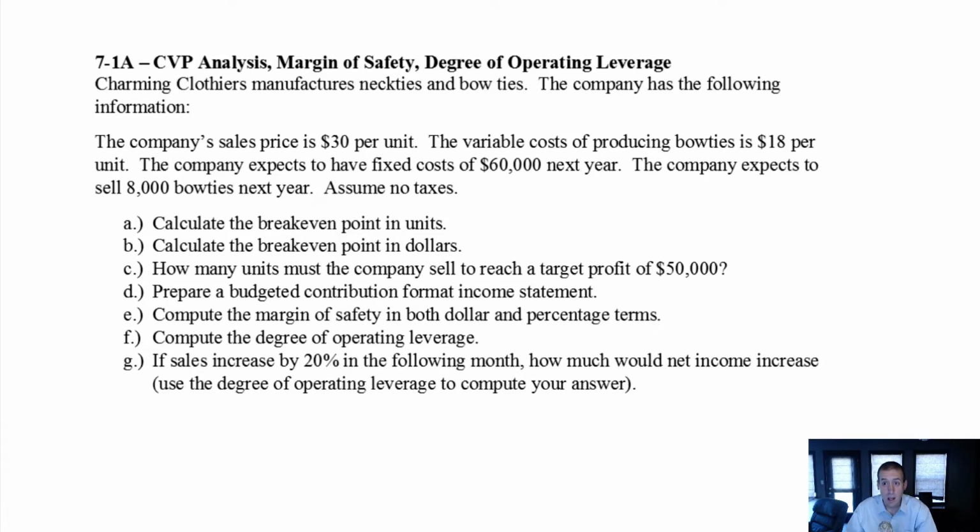Let's take a look at problem 7.1a. As you can see, this is our first problem on CVP analysis. That stands for cost volume profit analysis. We'll be computing the margin of safety, degree of operating leverage, and doing lots of break-even types of calculations.